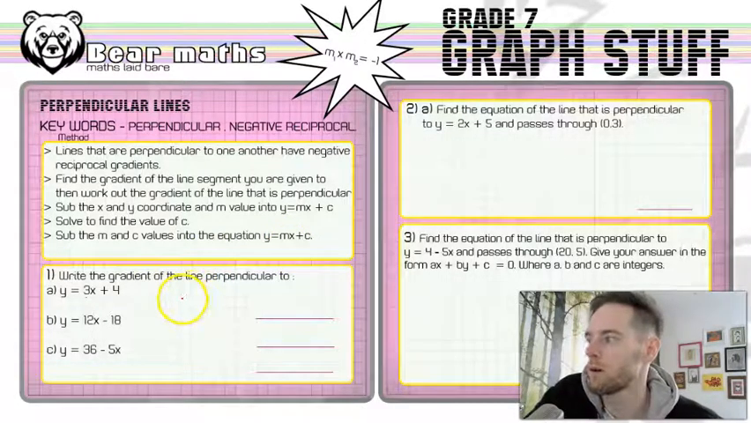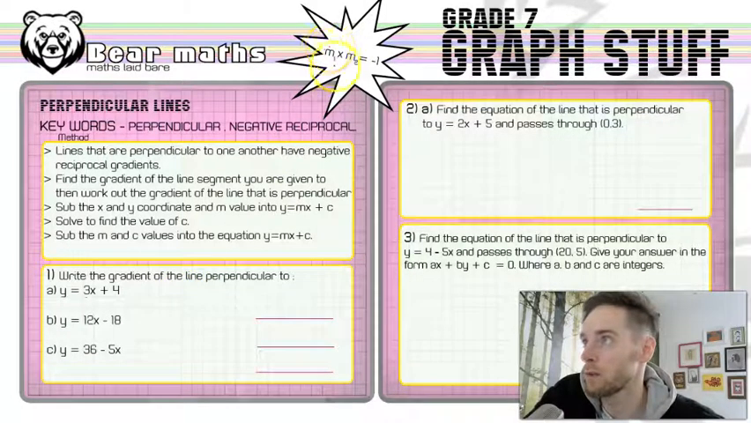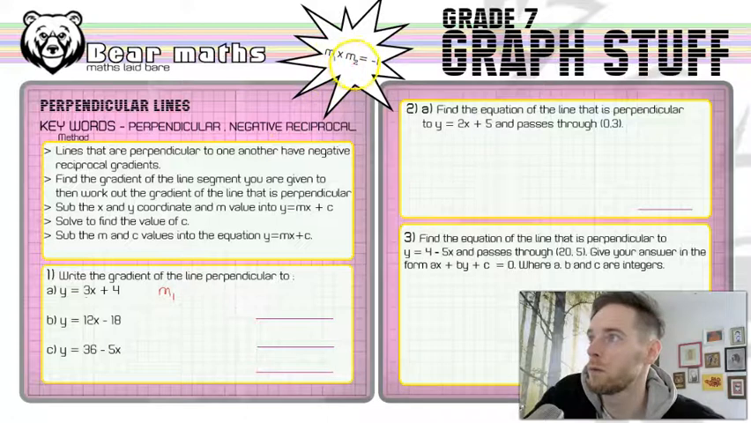So we get given an original equation. We have to work out the gradient of that original equation, and we can call it m1. I'll put a little formula up the top there: m1 multiplied by m2. The original line's gradient multiplied by the perpendicular line's gradient will always equal -1.